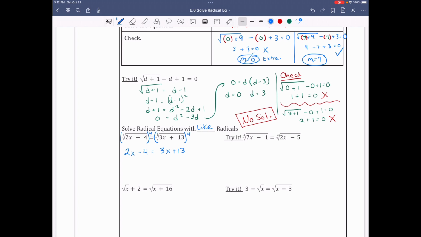So I'm going to get variables on one side by subtracting 2x. That cancels. Then we have negative 4 equals x plus 13. I'm going to subtract 13 on both sides to isolate x.